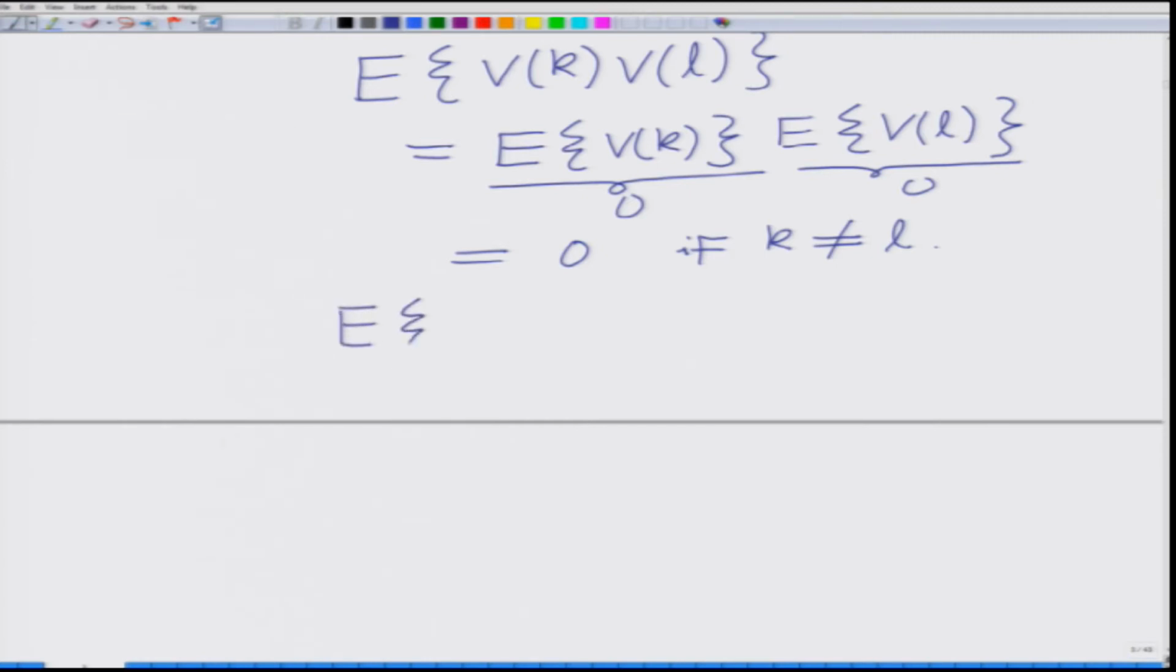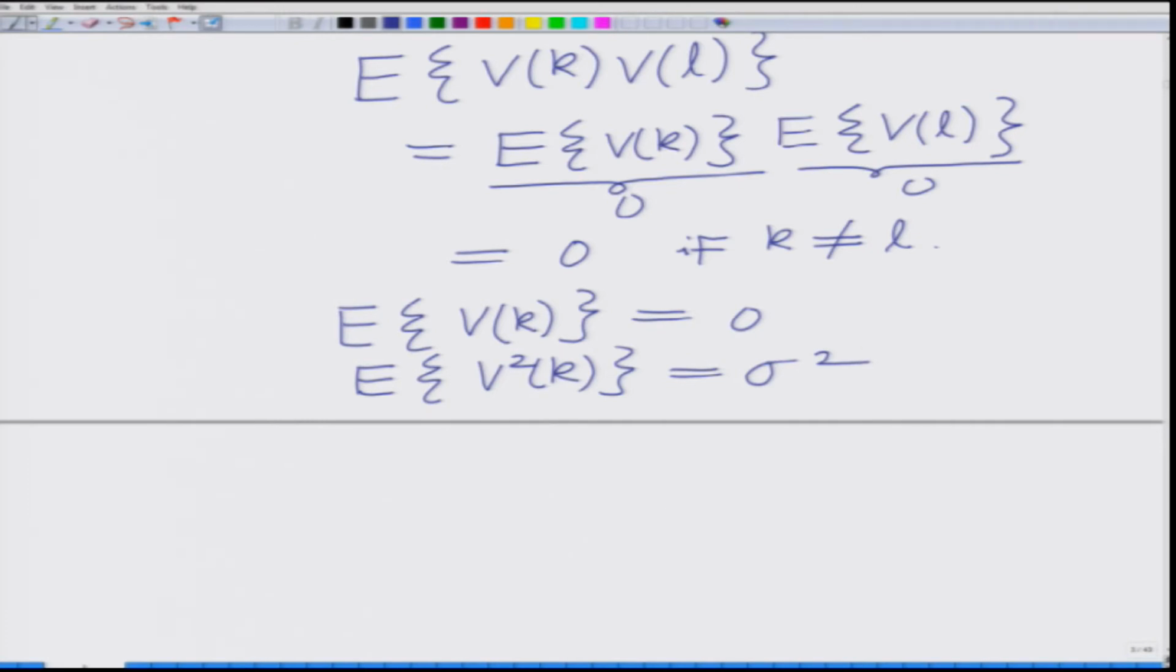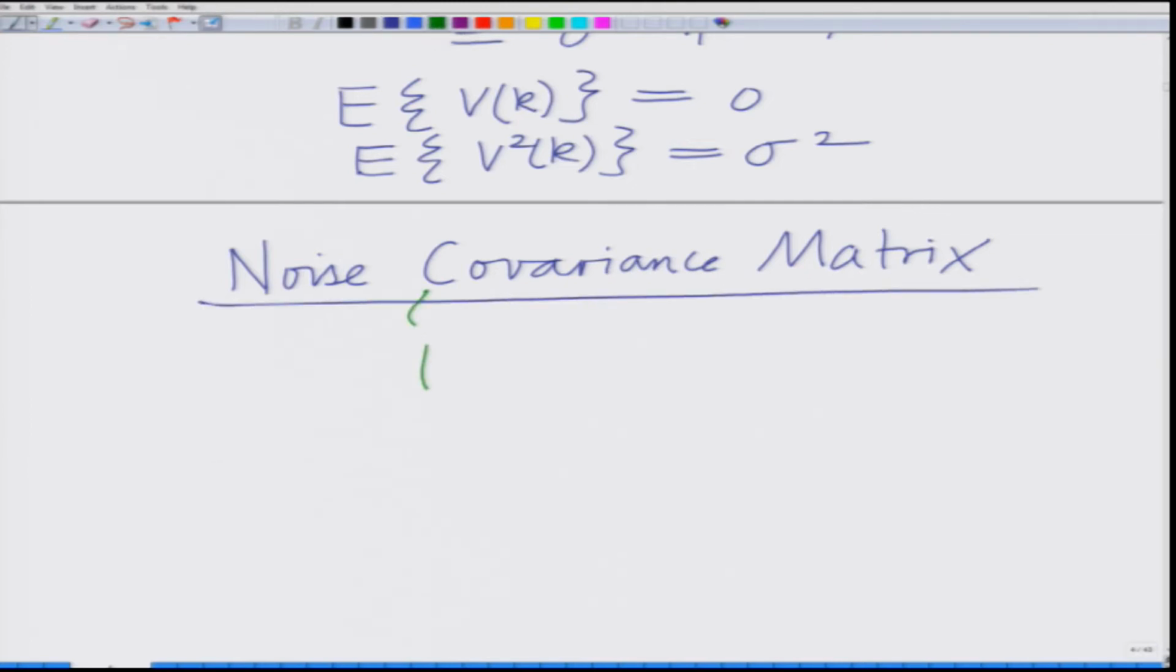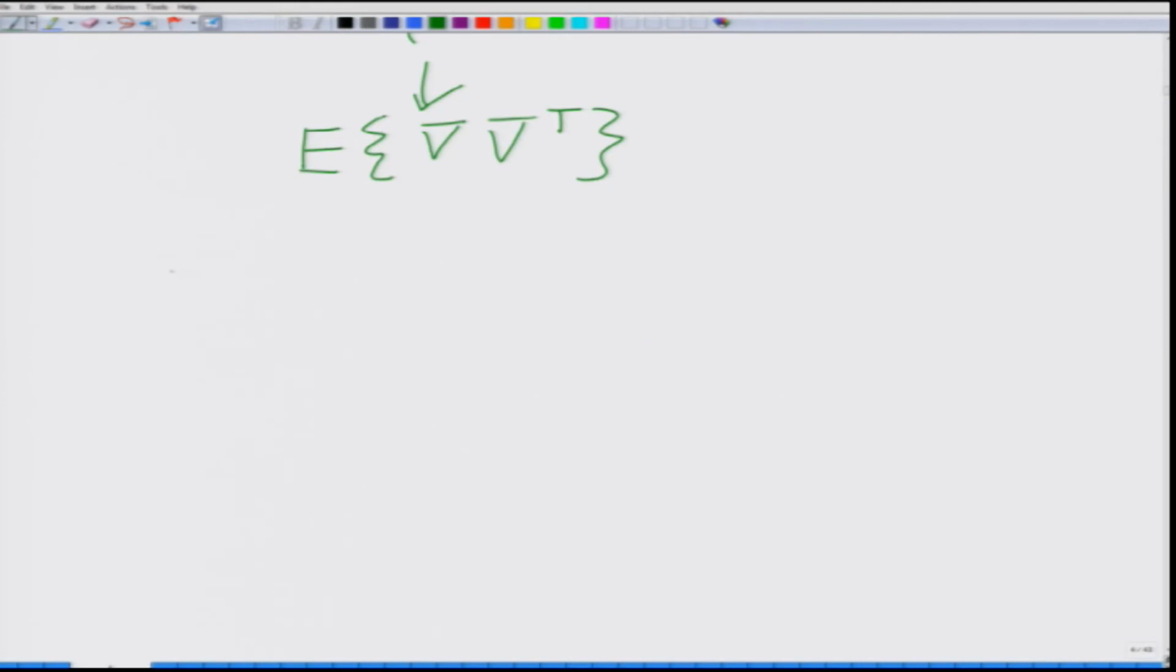That we already know, that is, for each Vk the mean is 0, and the expected value of Vk square equals sigma square. Therefore, if we look at the covariance matrix of this noise, that is what we want to look at, and what is this? This is simply the expected value of V bar times V bar transpose, which is equal to the expected value of, now I am going to write V bar.